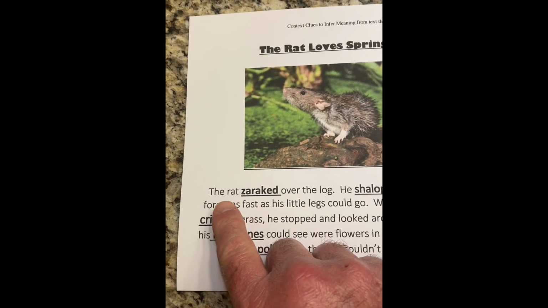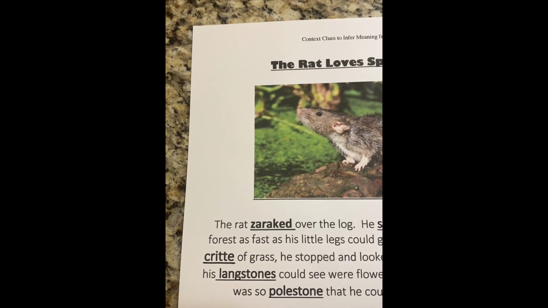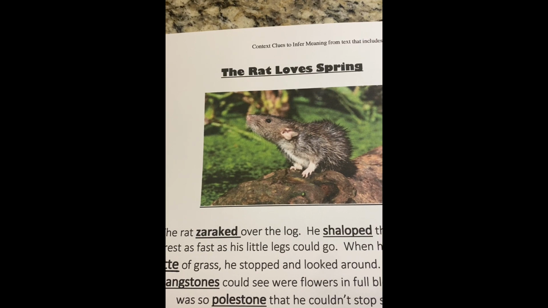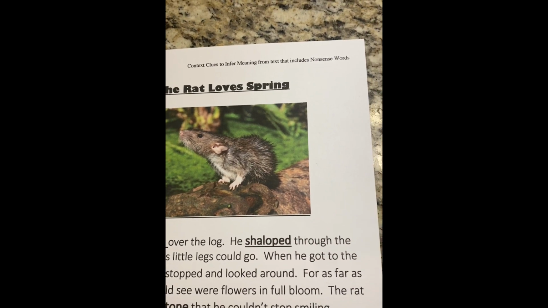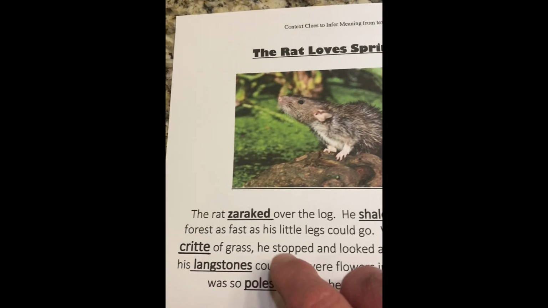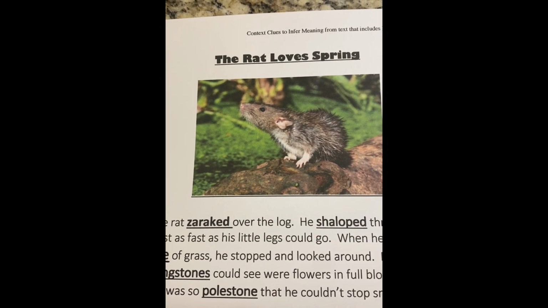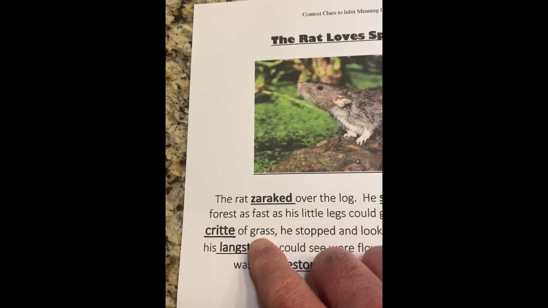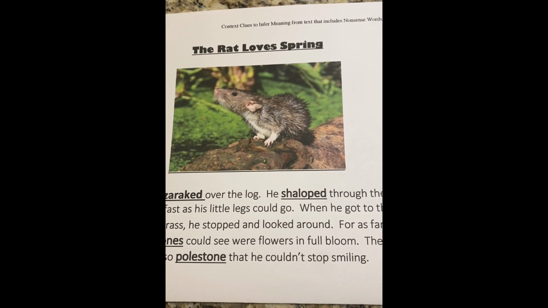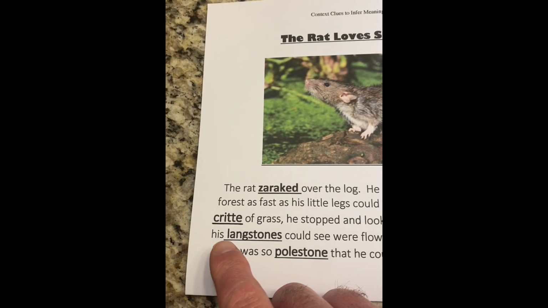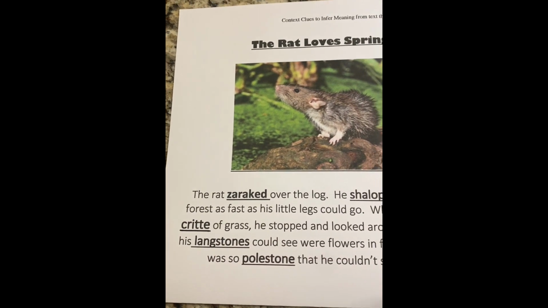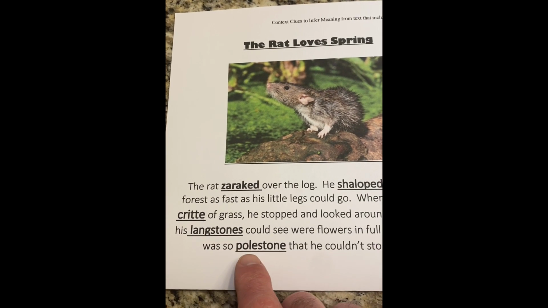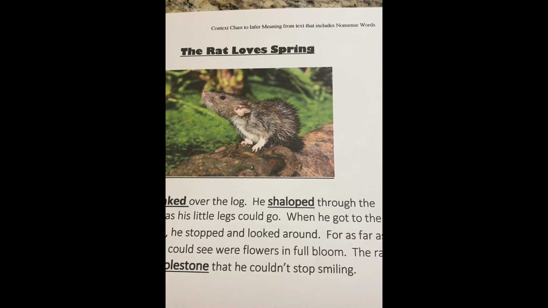Let's take a look. It says, the rat zerraked over the log. Zerraked. Who knows? He shaloped through the forest as fast as his little legs could go. When he got to the crete of grass, he stopped and looked around. For as far as his langstones could see were flowers in full bloom. The rat was so pole-stoned that he couldn't stop smiling.